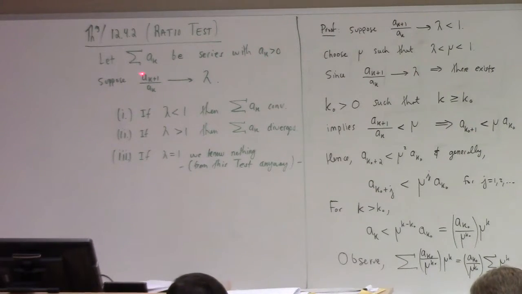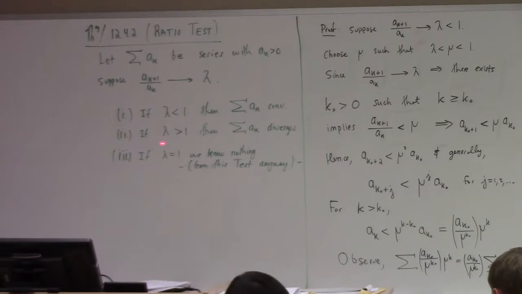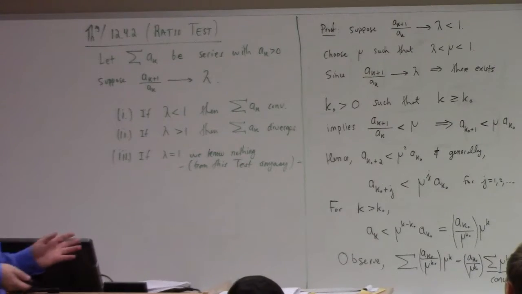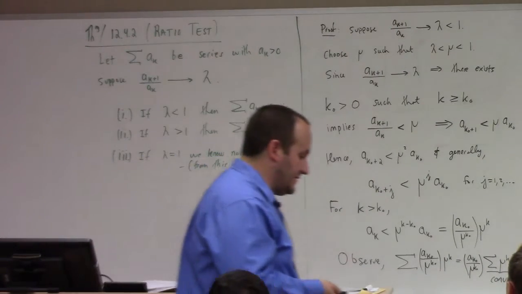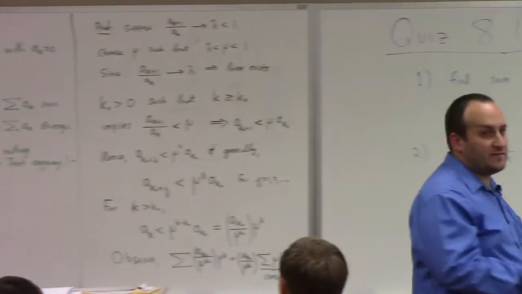If you look at the quotient of the k plus 1th to the kth term, and it goes to lambda. So lambda is some real number, all right? If that lambda is less than 1, it's a convergent series. If lambda is greater than 1, it's a divergent series. If lambda is equal to 1, the ratio test says nothing. It's inconclusive, all right? So all that it really tells us if lambda equals 1 is you've got to try something else.